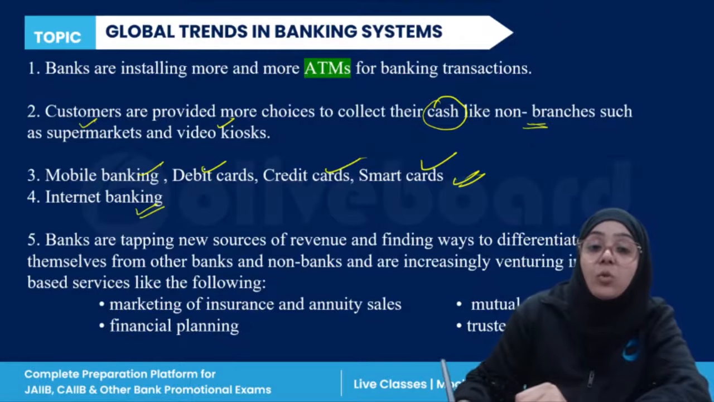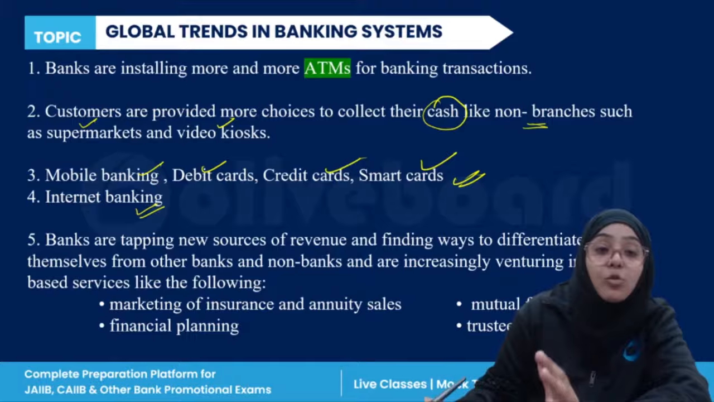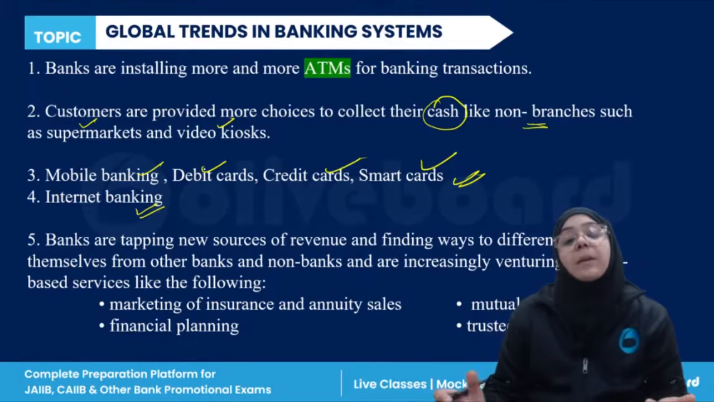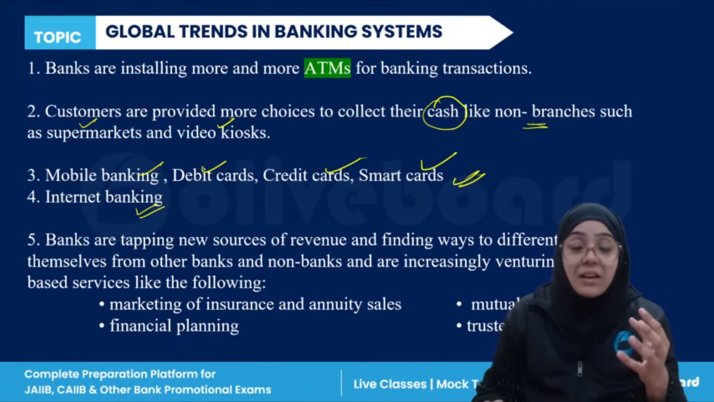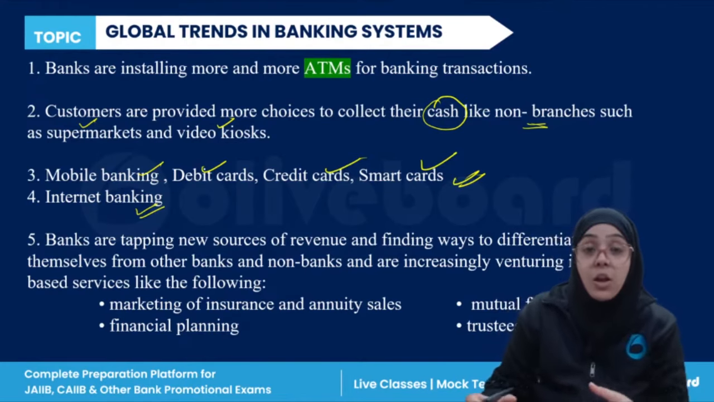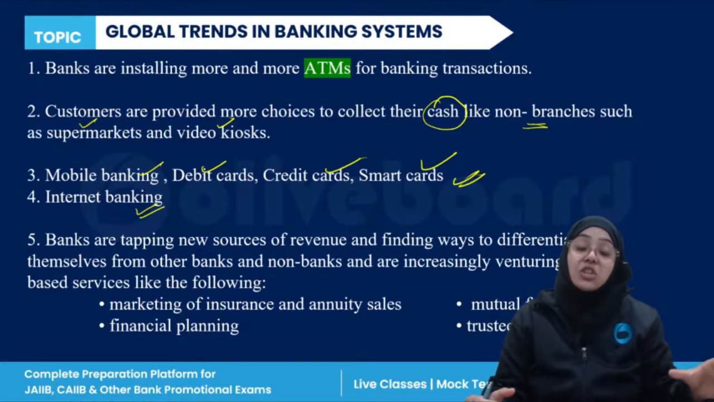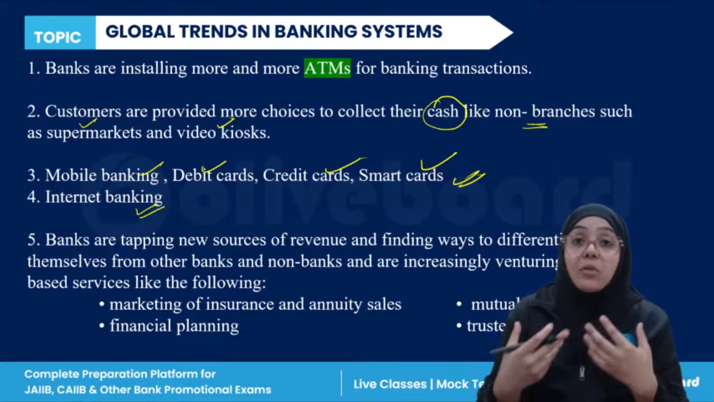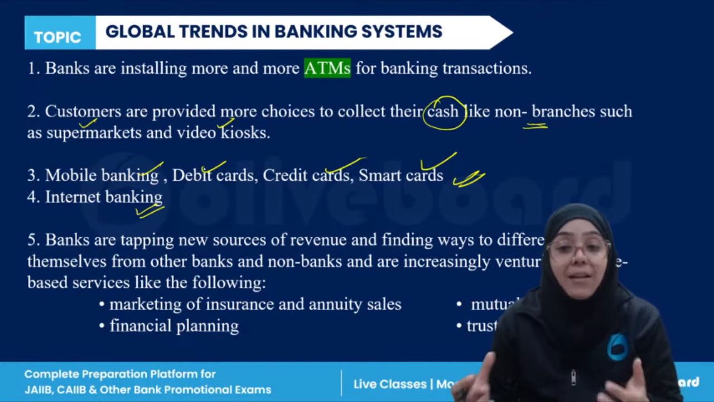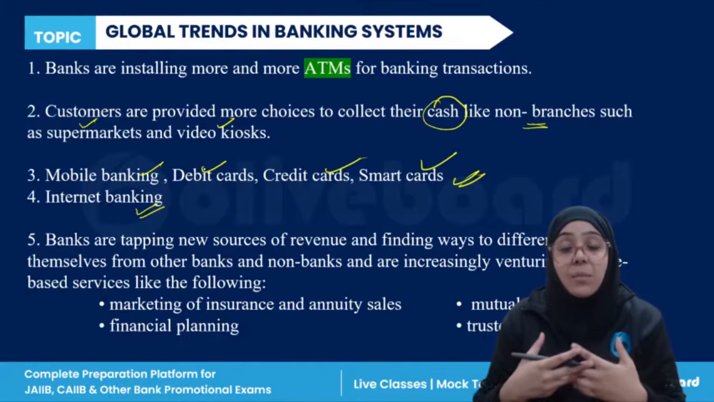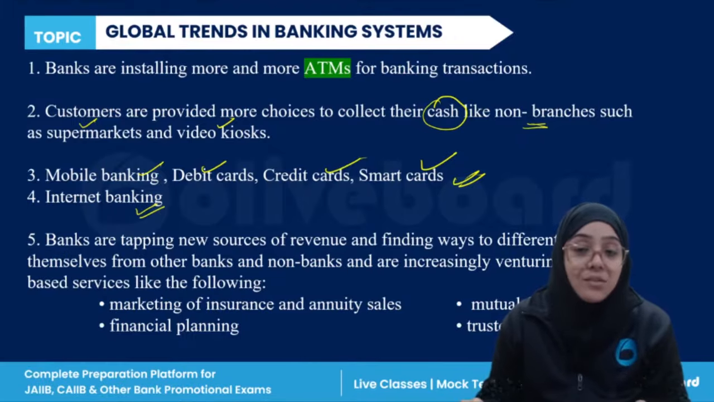Banks are tapping new sources of revenue and finding ways to differentiate themselves from other banks because of the increasing competition, right? Because there is a lot of competition between public and private sector banks, banks are now searching for new ways of finding revenues as well as new ways to differentiate themselves from other banks, so that their customer service and customer base can be enhanced, right?